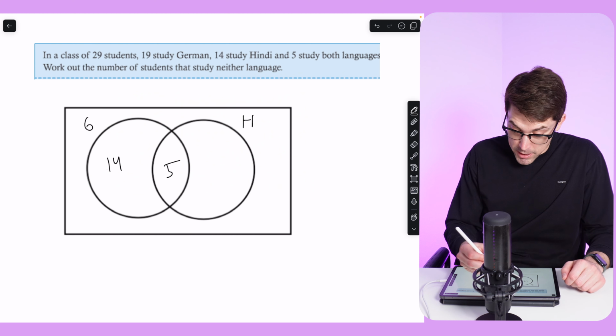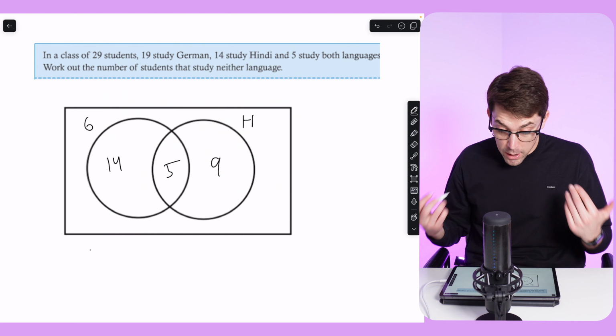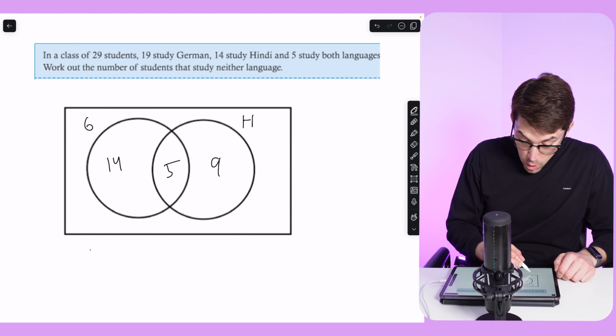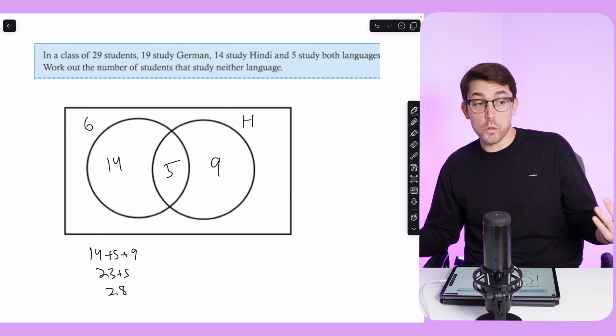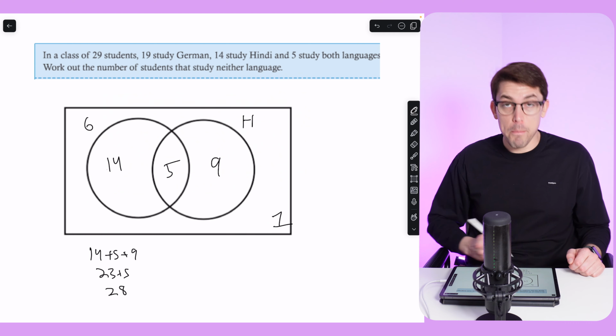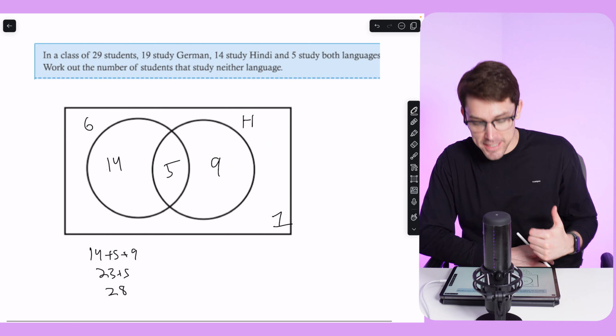For Hindi, I have 14, so I would have 9 that study Hindi and only Hindi, as well as the 5 that study both. Now, how many people don't study either? Well, I know that I have 14 plus 5 plus 9. That's going to give me 23 plus 5. That's going to give me 28. Well, I have 29 total students. That means that one person must not study either of them to get me to my total population size.